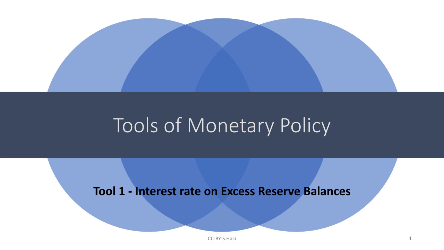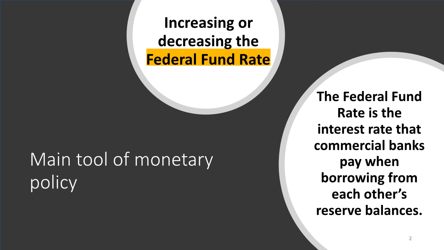The Federal Reserve has several tools to conduct their monetary policy. The first one we'll talk about is the interest on excess reserves, and that is the main tool the Fed will use. So the strategy is to influence the federal fund rate, being the interest rate that commercial banks charge each other when they borrow money from each other.